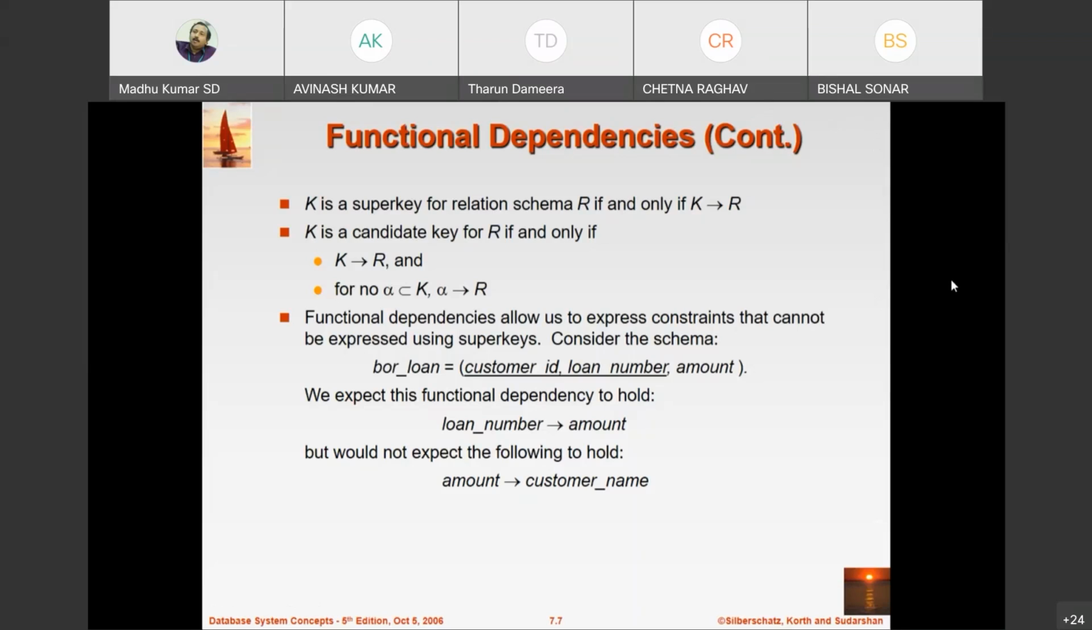I think it is full, sir. With loan number, we can uniquely identify amount. So it's partial. Sorry. Without customer ID, we can directly determine amount. Sorry. By loan number itself, you will be able to identify the amount. So it is a partial functional dependency. Yes. A subset of customer ID, loan number, that is loan number alone, is able to identify the amount. So it is actually a partial functional dependency. Correct.